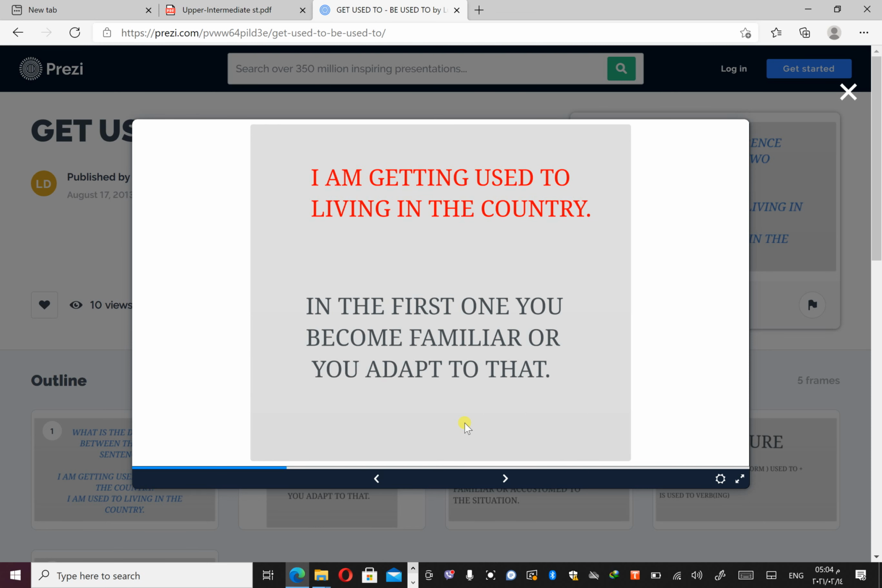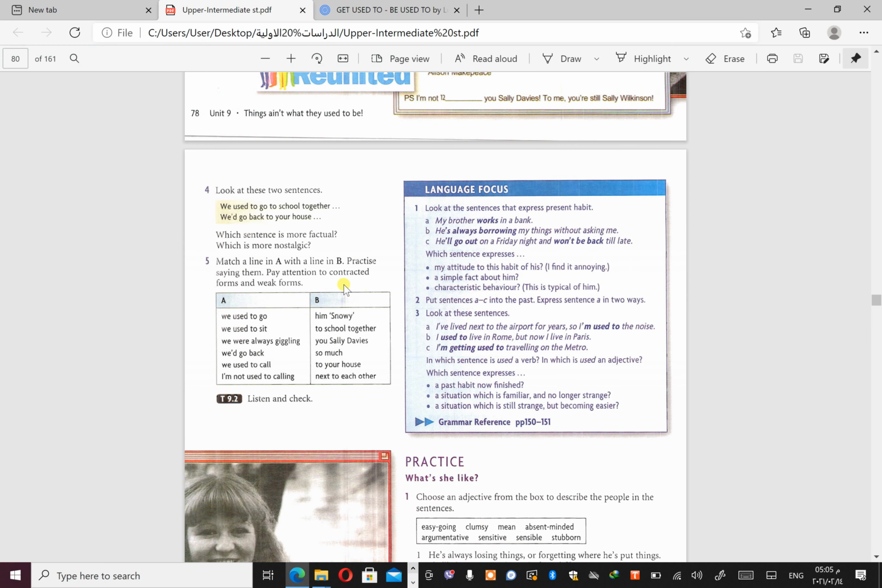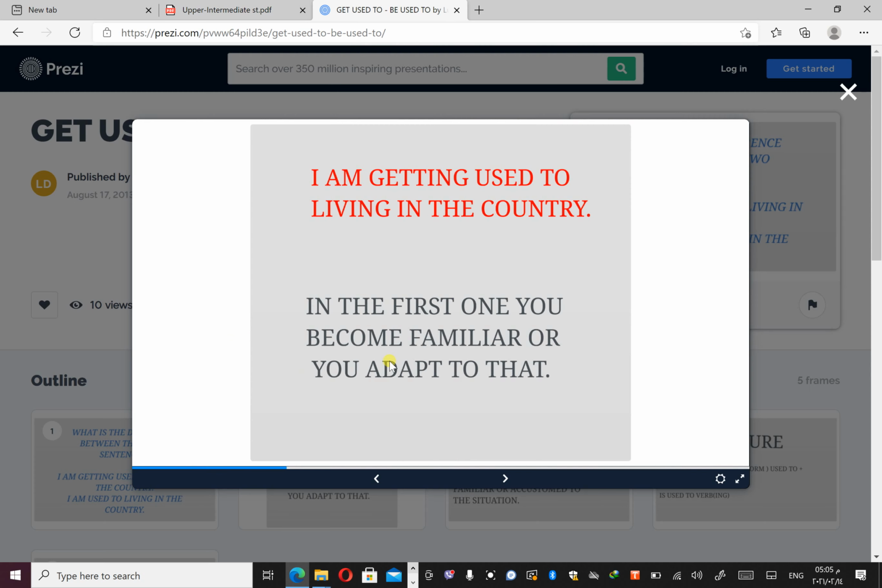Here in the first sentence, which contains "I'm getting used," as you see here in the book, for example, "I'm getting used to traveling on the metro." Here the same thing: "I'm getting used to living in the country," اللي هو الريف بصورة عامة, countryside basically. So in this sentence, you become familiar with or you adapt to that. يعني ما معناه انت بديت تعتاد على هذا الشيء او بديت adopted, اللي هي يعني شلون واحد يتكيف عليه بصورة عامة, honestly.